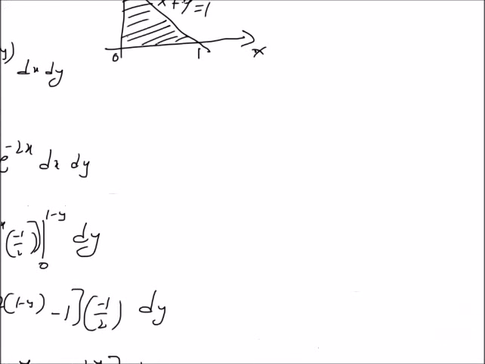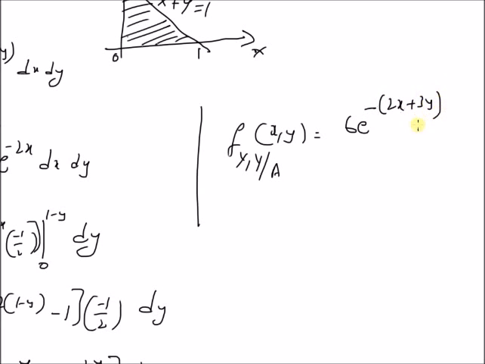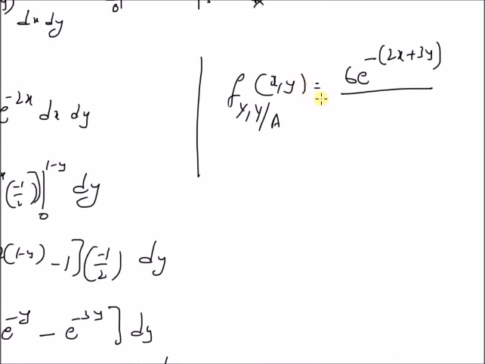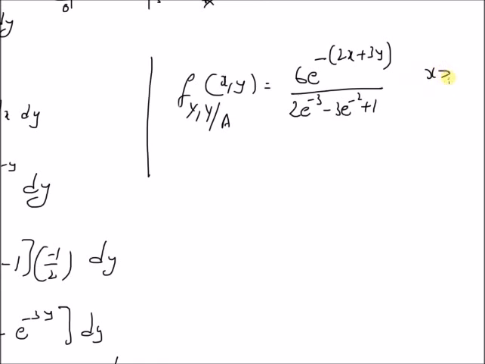Therefore, the joint PDF conditioned on event A, that is f_{X,Y|A}(x,y), is equal to 6 e^(-(2x+3y)) divided by our probability of A, that is 2 e^(-3) minus 3 e^(-2) plus 1, for values of x greater than or equal to 0 and y greater than or equal to 0, and this is 0 elsewhere. So this is the joint probability density function conditioned on the event A.